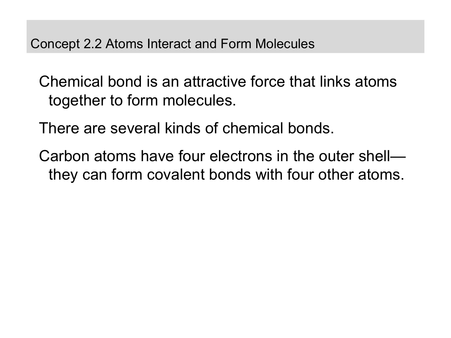A chemical bond is an attractive force that links atoms together to form molecules. There are several kinds of chemical bonds. Carbon atoms have 4 electrons in the outer shell. They can form covalent bonds with 4 other atoms.